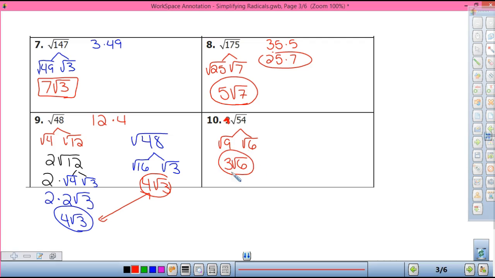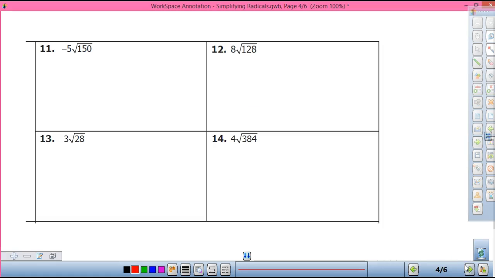Some of us are saying yes, and I agree that that can be reduced into 2 and 3, right? But are 2 and 3 perfect squares? No, so I'm done right here. Okay, does that make sense? Alright, so number 11 we can ignore. On these 4, we're gonna ignore the numbers in front right now. Okay, so we're all working on these 4 right now.